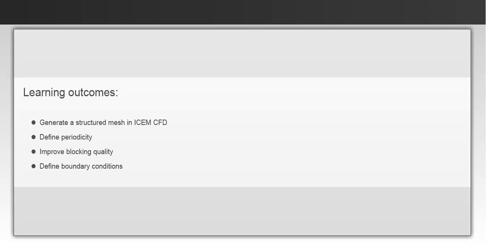This is the second part of the tutorial and illustrates how to generate a structured mesh in IsimCFD, define periodic boundaries, improve the quality of the blocking, and define the boundary conditions for the simulation.